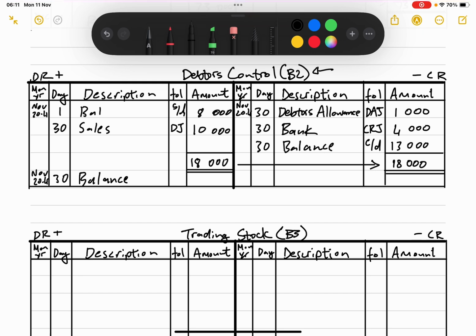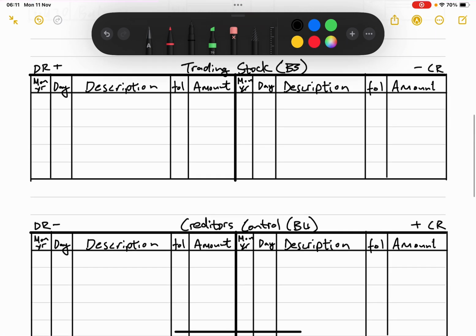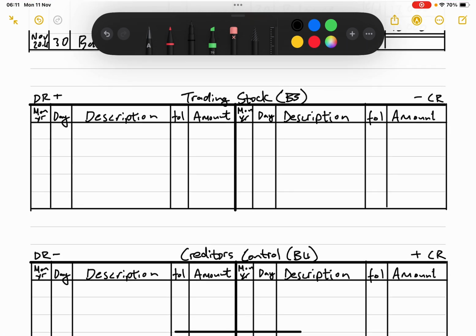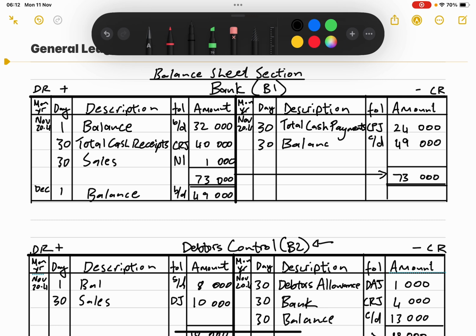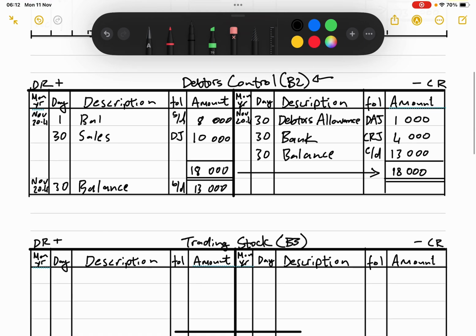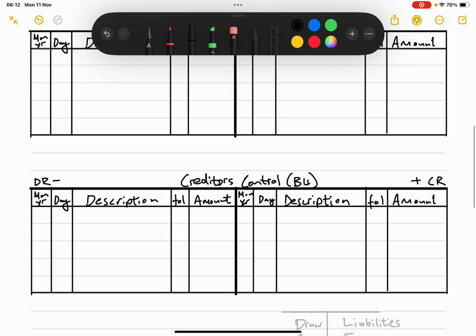Okay, so balance brought down is going to be 13,000. Cool. Then trading stock. So trading stock, I'm telling you now, they love asking trading stock. What are the chances that they're going to ask you trading stock? Like 100% of the time. Yeah, they're tired of asking bank. They were going to ask you bank in like grade 8. Maybe debtors control, hey? Maybe. But I don't see it as being likely.